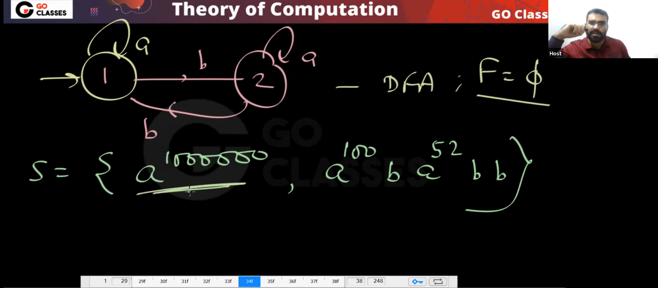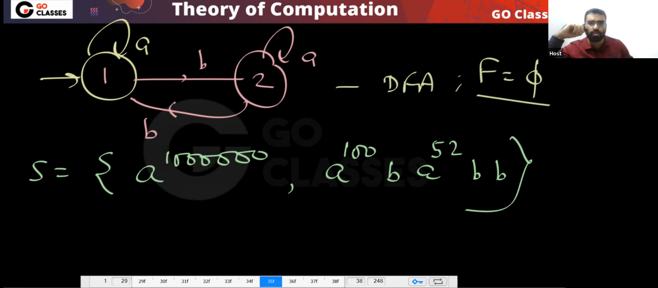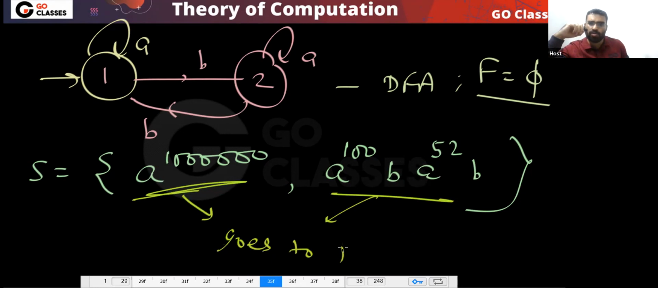For this string, the DFA will go to state 1, and this string goes to state 2. So you can notice that they are going to different states. Now, for example, if I ask you this question, what is the answer? This is also going to 1, so both of them go to state 1. So we cannot say anything, right? This is the point. If you have two strings, you cannot say anything.